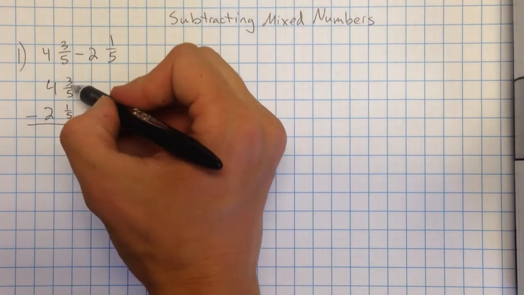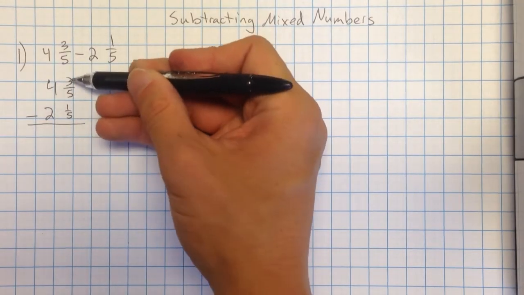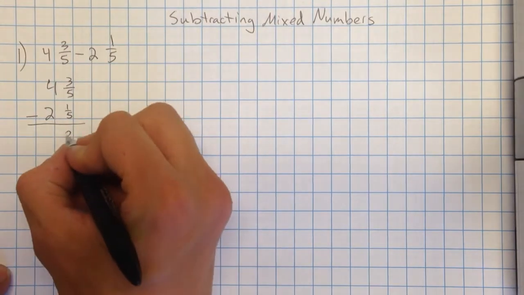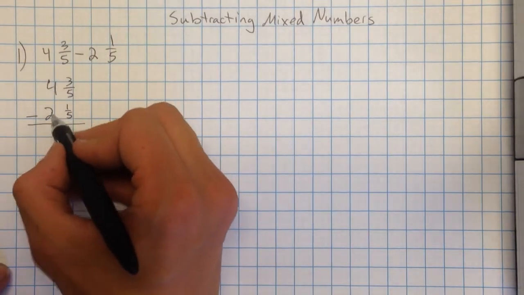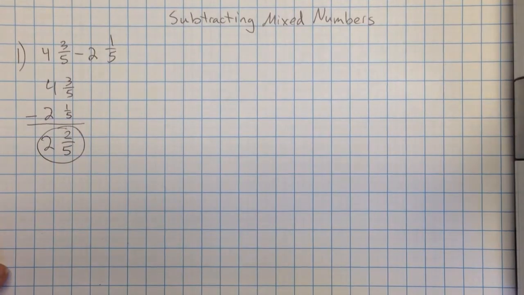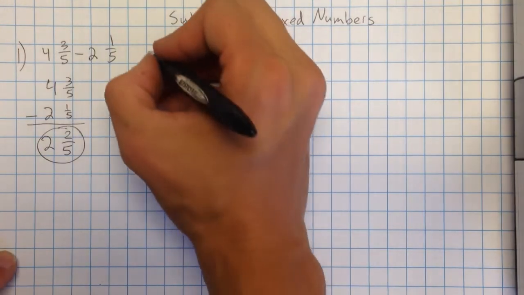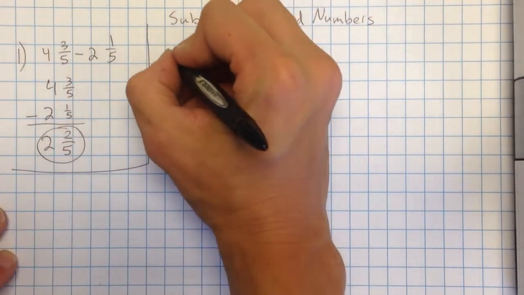So we're going to subtract the fraction part first. So if I did 3/5 minus 1/5, 3 minus 1 gives us 2. Denominator stays the same. And then we subtract the whole numbers. 4 minus 2 gives us 2. So 2 and 2/5 would be our answer. So if you have common denominators to start with and you don't have to regroup, then that would work out pretty well for you. But let's try another problem.